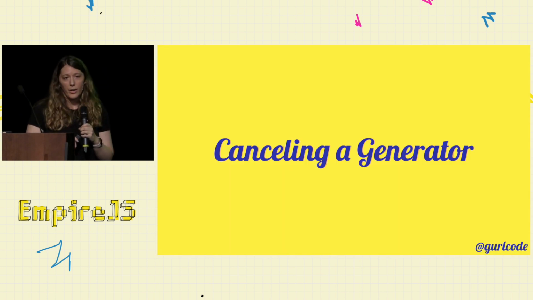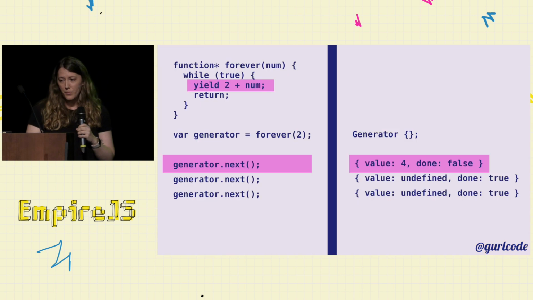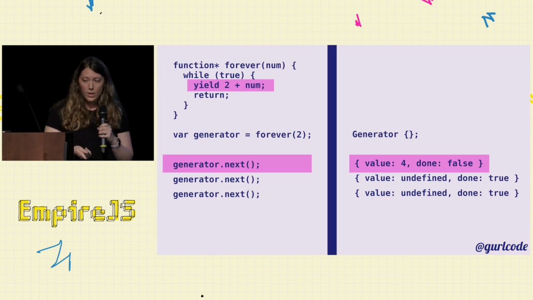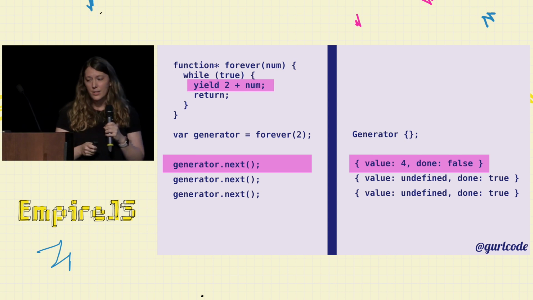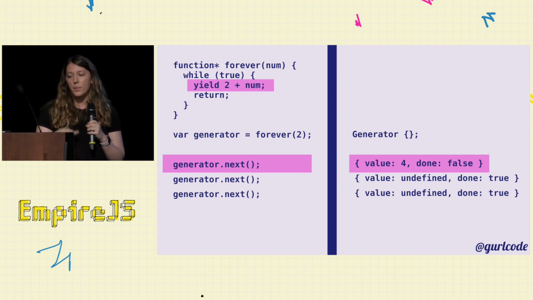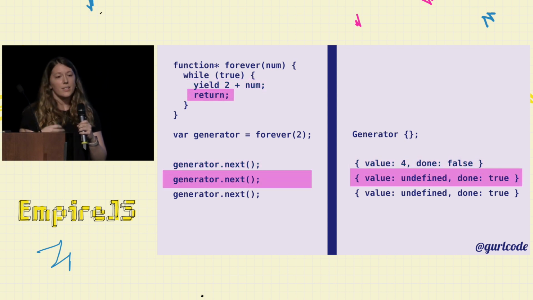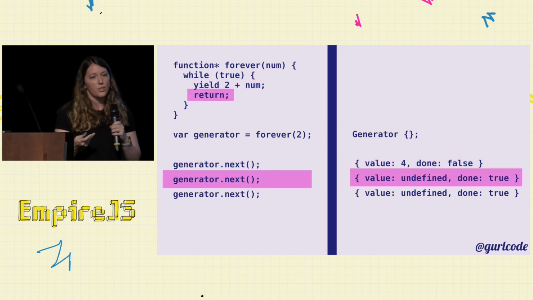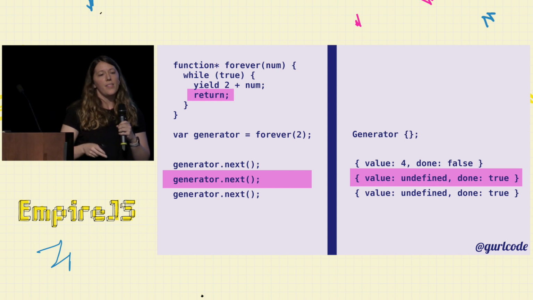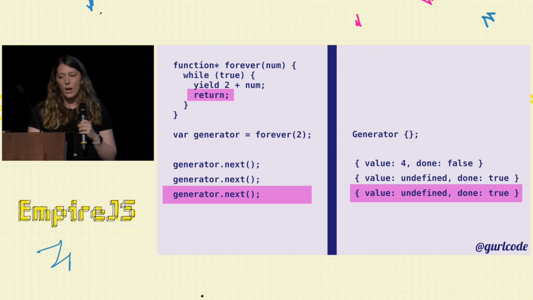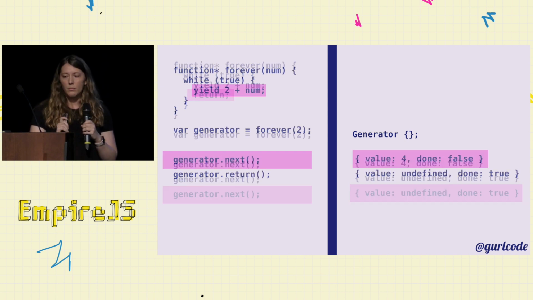And you can cancel a generator. So there's 2 ways to do this. In this first one, we're still using a while loop. So this should be infinite. The first time I call next, I'm going to get the value I expect. But then the next time I call it, it's actually hitting this return statement from inside the generator, and that will early cancel your generator. So now anytime I call next, I'm going to get done true and no value.